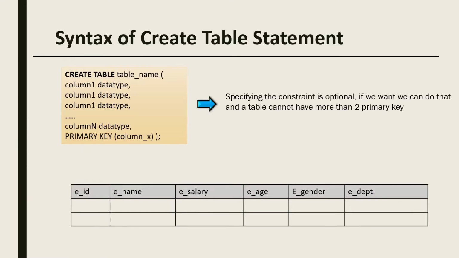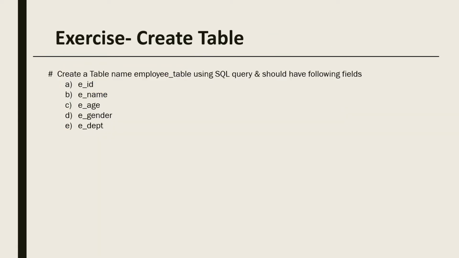The syntax for creating the table is, first one is create table, that is the keyword, followed by the table name. Inside the bracket, we give the name of the column along with the data type of the column. If we want to specify the primary key, we can also do that. So let's do one exercise of creating our employee table using the SQL query, and following are the headers. So first one is ID, the second is name, then age, gender and department.